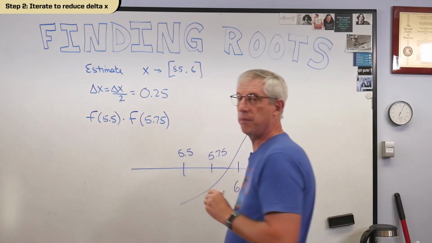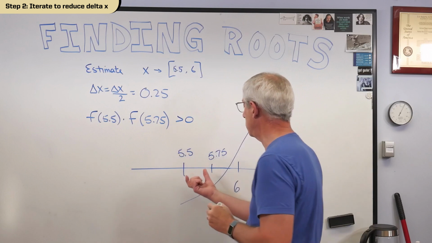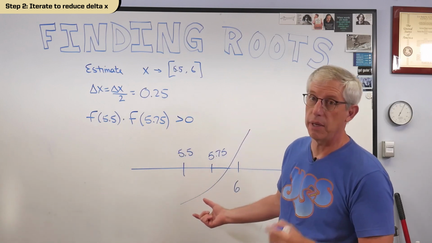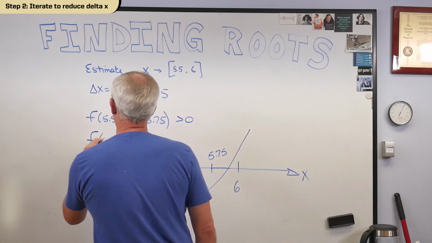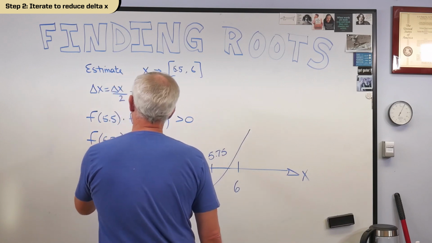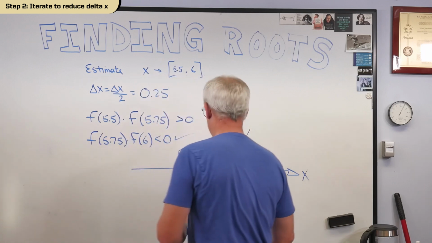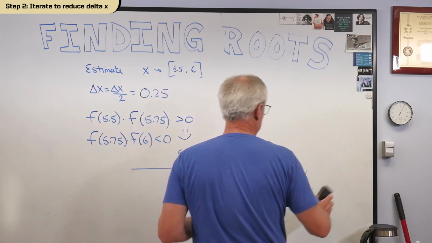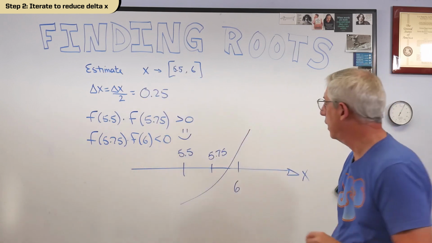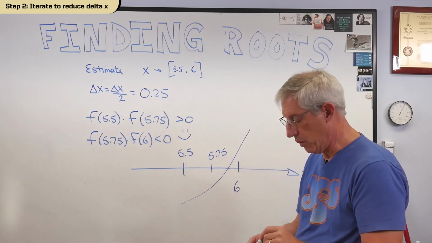Okay, F of 5.5 times F of 5.75 is still greater than 0, because both of those are negative. A negative times a negative is a positive. Let's try this again. F of 5.75 times F of 6. Look at that. Looks like I gave you a smiley face before. I should do it again. There. All right, got it again. So now I know it lives between here. Well, let's do this again.